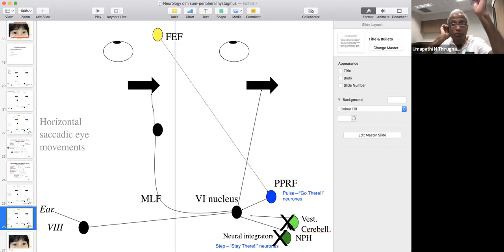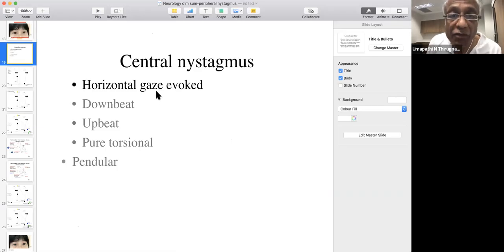Okay, when I looked up, again, fast component up, but because the stay there neurons are not working, it's going to drift back to the center, down. Now push it up, down, push it up. So it's up beating now. So when I look up, it's up beating. When I look down, it's down beating. So it is gaze dependent or gaze evoked nystagmus.